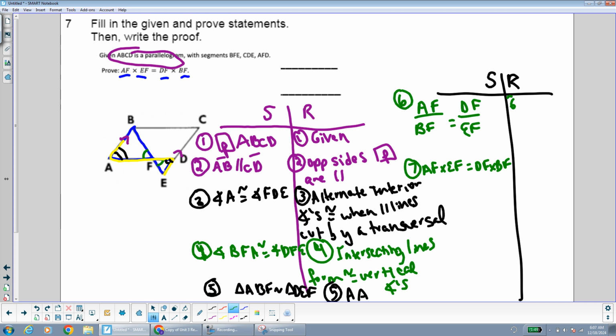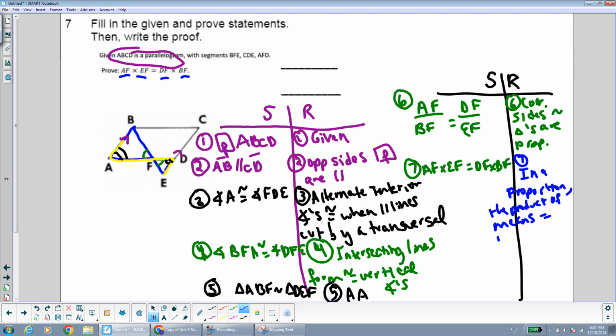When you're proving a proportion, it's the same reason every time: corresponding sides of similar triangles are proportional. When you're proving a product, it's the same reason every time: in a proportion, the product of the means equals the product of the extremes.